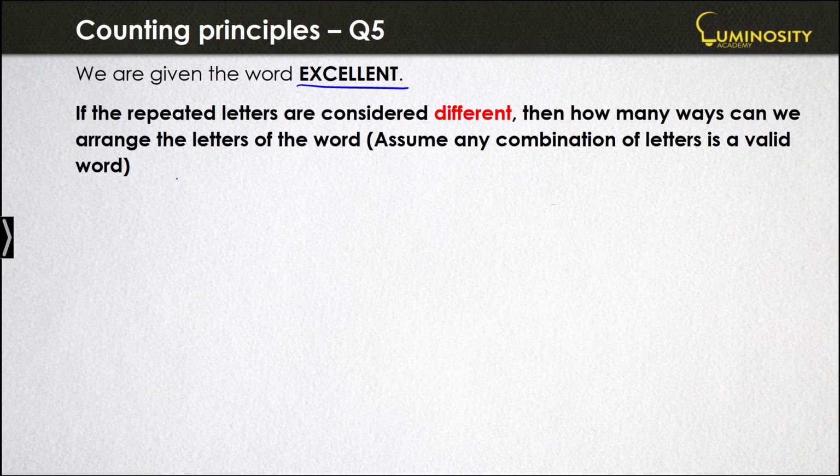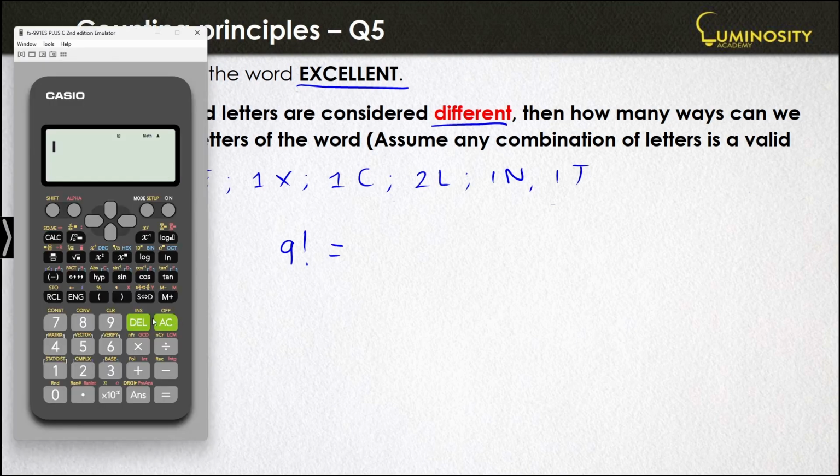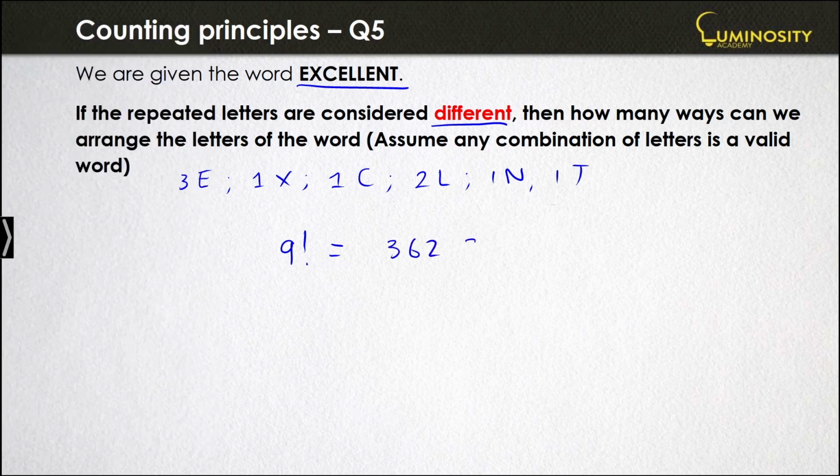Okay, so first of all, let's break up the word excellent. I count 3 E's, 1 X, 1 C, 2 L's, 1 N, and 1 T. So altogether there are 4, 5, 6, 7, 8, 9 letters in that word. So there will be 9 factorial ways, but we don't divide out any repetitions because we assume that the repetitions are considered different, not identical. So our solution here would essentially just be 9 factorial ways to arrange those possible letters. So we get 9 factorial equals 362,880 ways.